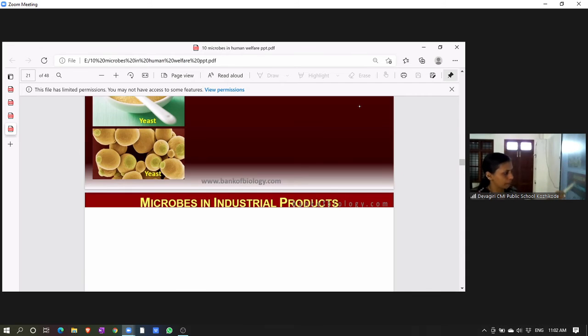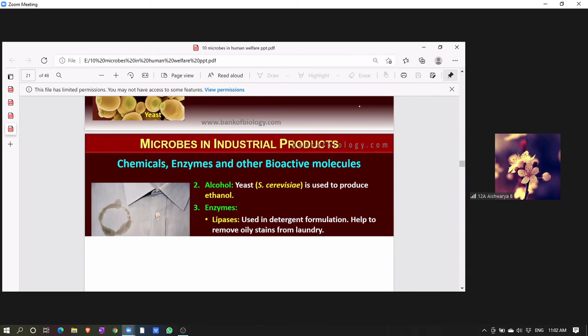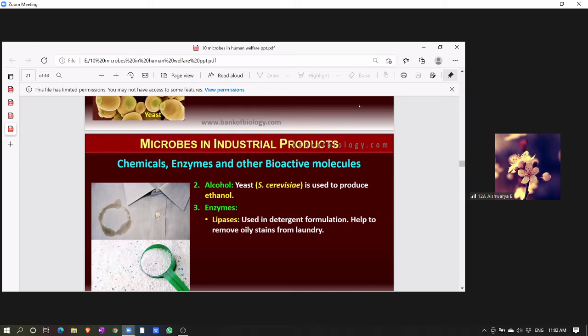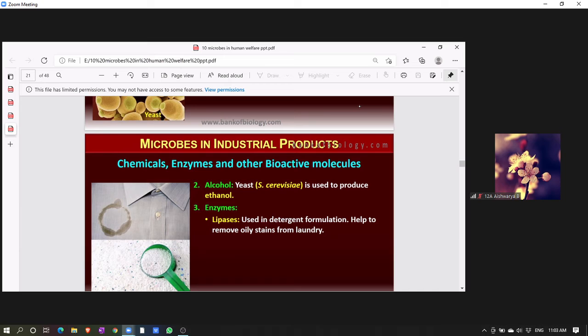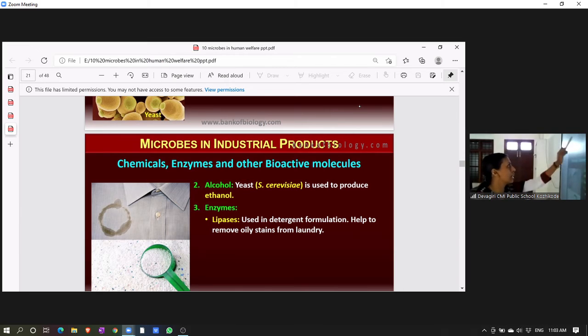Next one. Microbes are also used for production of enzymes. So lipase is used for producing enzymes. In your textbook, two enzymes are given. Which are the two enzymes? Just read. Underline, children, take a pencil, underline those two lines.